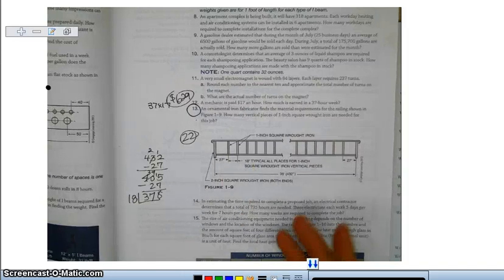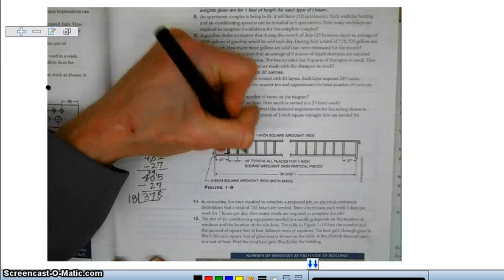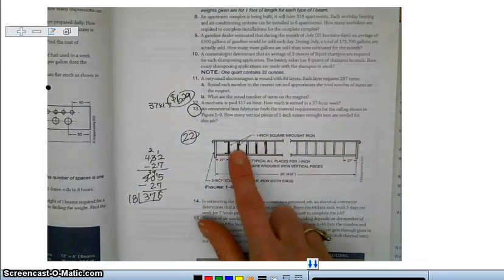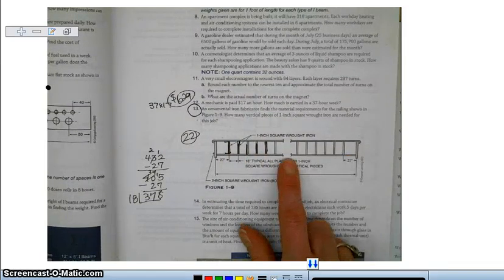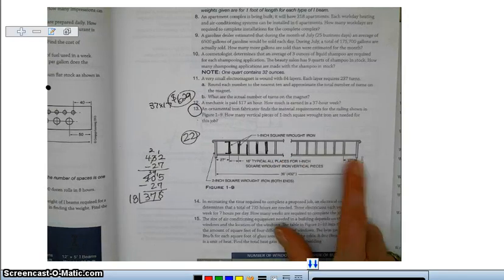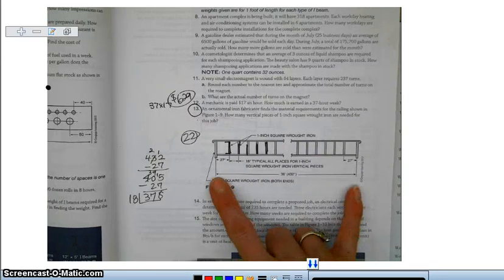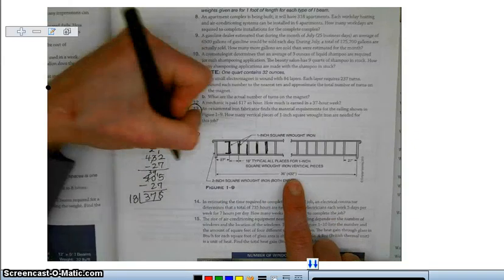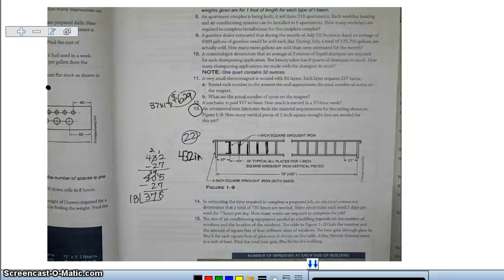So first of all, you have to decipher the picture. What does the picture mean? So these are the vertical 1-inch square wrought iron pieces that I'm going to be using. We want to figure out how many we have, and we can't just count the ones in the picture because you notice the picture has a break. Okay, so what we're going to have to figure out is how many of these there are going to be if we look at the pattern that's going on. Okay, so the first thing is we realize that this entire thing is 432 inches. That's the entire thing.